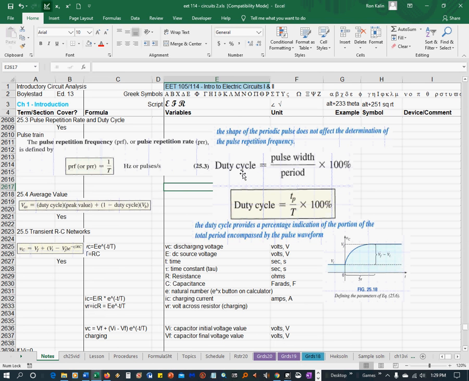So the duty cycle is the pulse width of one pulse divided by the period times 100. You could also write it as TP divided by T times 100. Duty cycle provides a percentage indication of the portion of the total period encompassed by the pulse waveform.